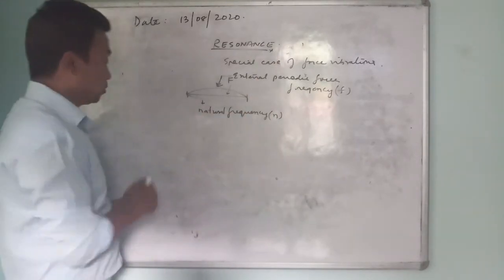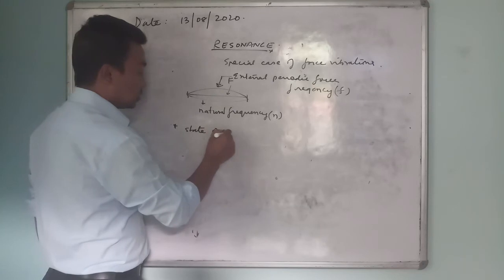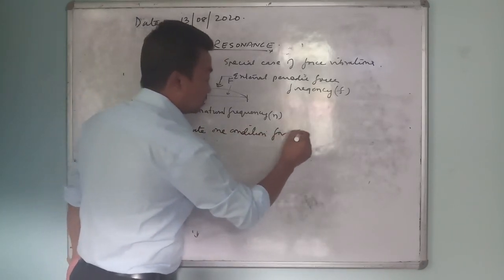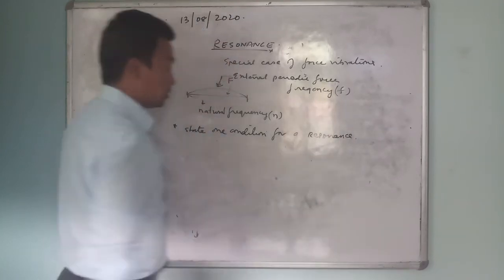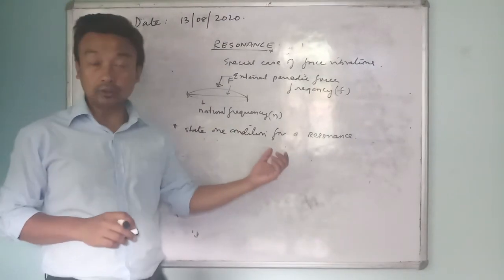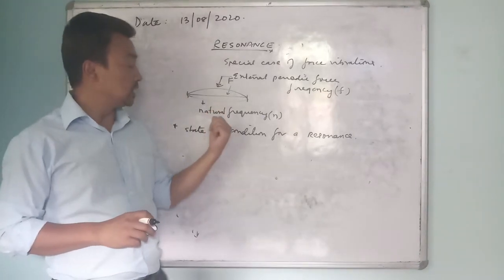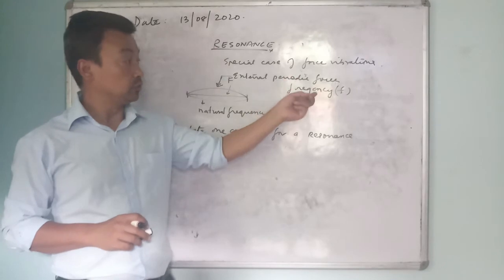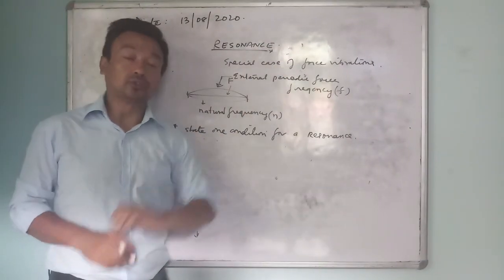So now one question is asked there. State one condition for resonance. So it is quite simple. For resonance to take place, what should be kept in mind? The natural frequency of the vibrating body should be equal to the frequency of the external applied force.